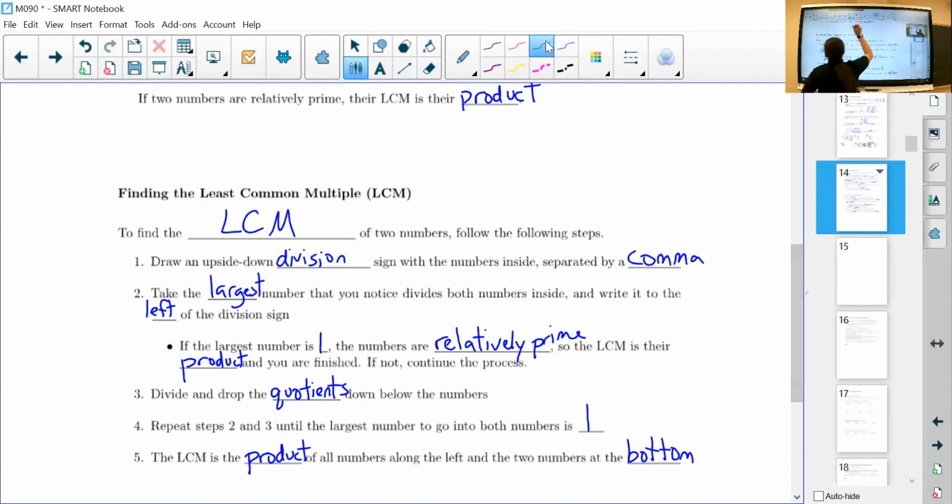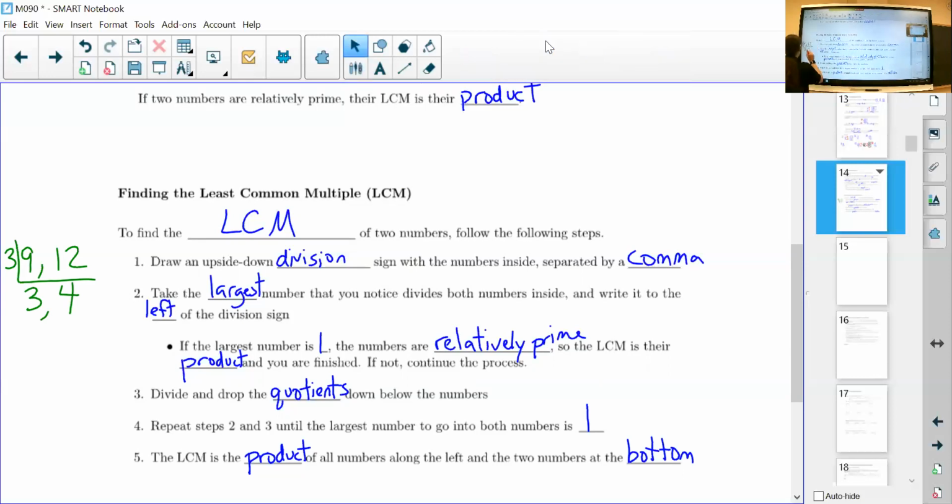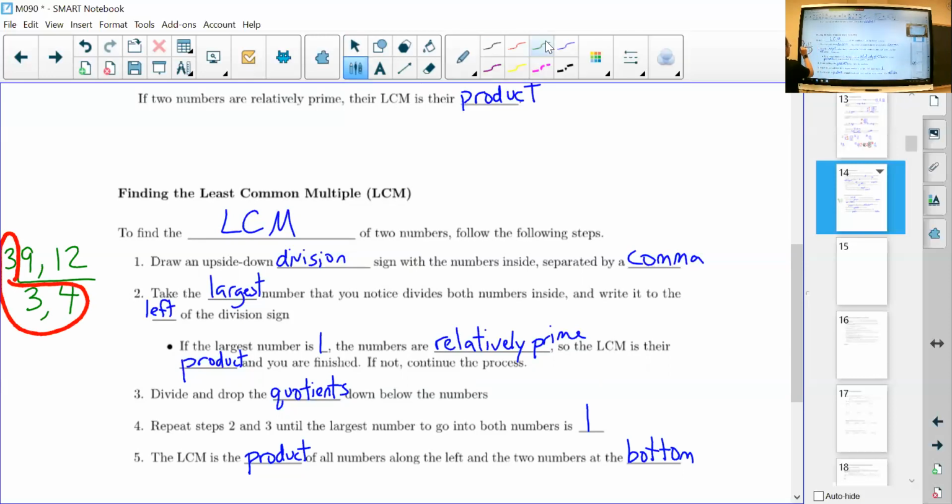Let's get an example. So if I want to find the least common multiple of 9 and 12, I'm going to say, what's the largest number that goes into both 9 and 12? Well, it's 3. So I'll take out 3. 3 goes into 9 3 times. 3 goes into 12 4 times. I'm going to multiply these three numbers. LCM is 3 times 3 times 4, which is 36.